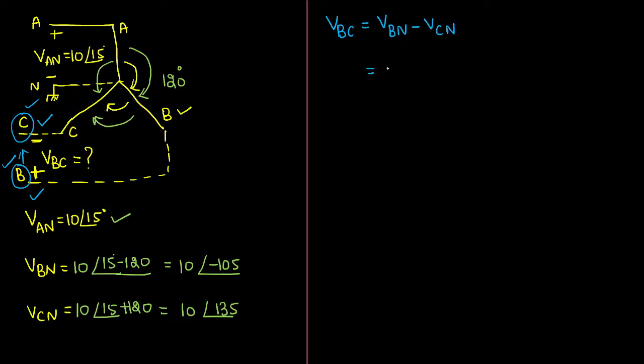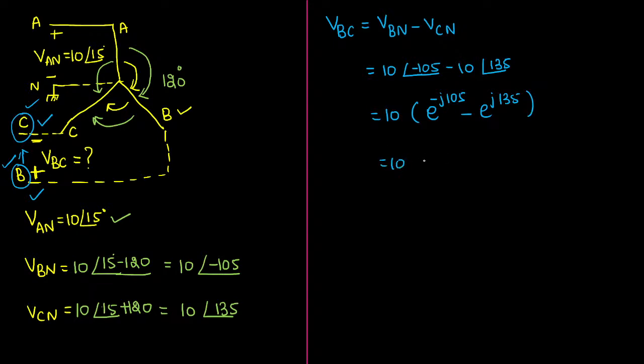Now what is the value of VBC? VBN is given as 10 at an angle of minus 105 degrees, minus VCN, which is given as 10 at an angle of 135 degrees. Now from this you can take the value of 10 outside. Directly I cannot add two polar values. I have to convert it into rectangular form. Then at last we will see the resultant answer. So this can be written as e power minus j 105, and I am converting into rectangular form, e power plus j 135 degrees.